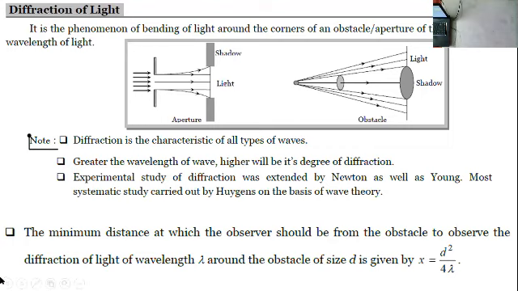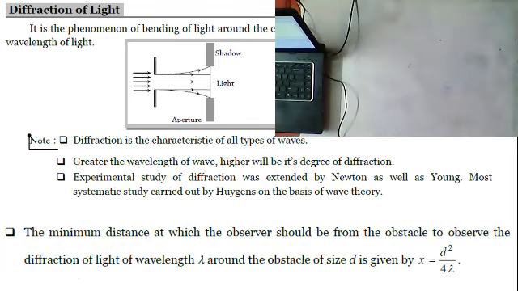Okay, guys. Now the minimum distance. The minimum distance at which the observer should be from the obstacle to observe diffraction of light of wavelength lambda around an obstacle of size d. What is the minimum distance between the observer and the obstacle? For example, just now we discussed it. I am drawing here, you can check.